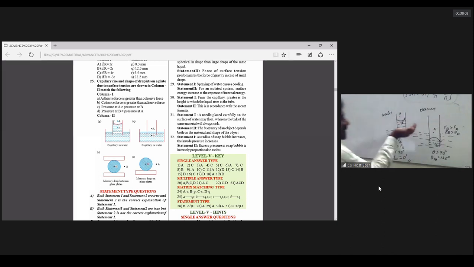This is the concave meniscus, this is convex. This is the convex, this is concave. Wherever you consider the mercury, in all cases, cohesive forces should be greater than the adhesive forces. But in the case of concave, adhesive forces are greater than the cohesive forces. You can apply cohesive inside, adhesive outside.